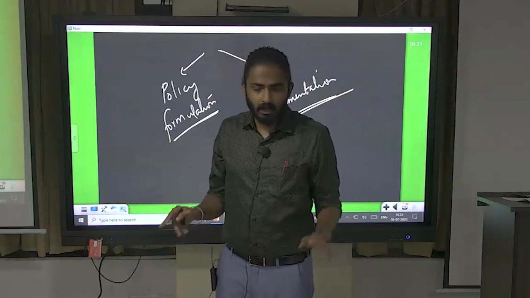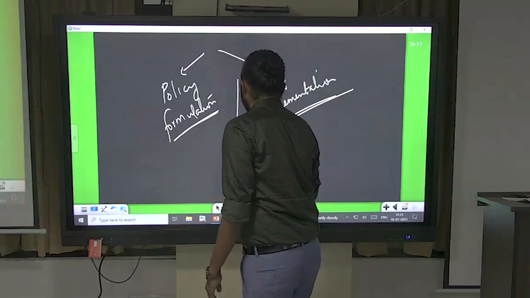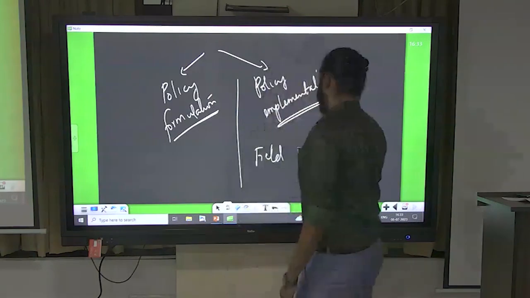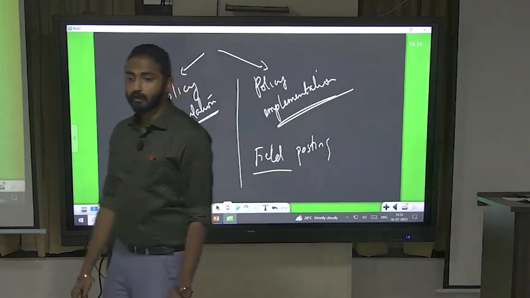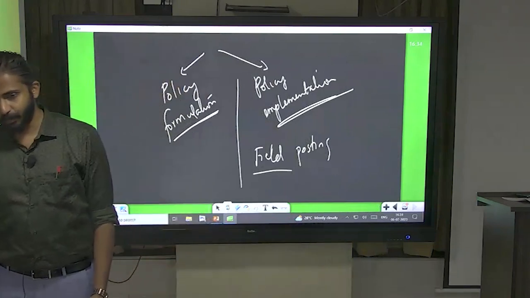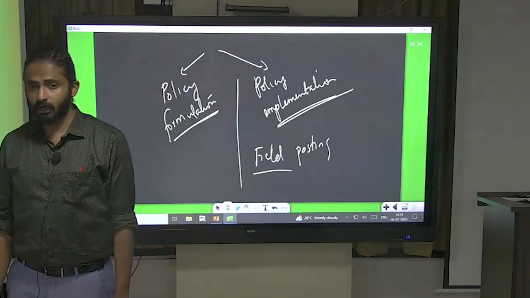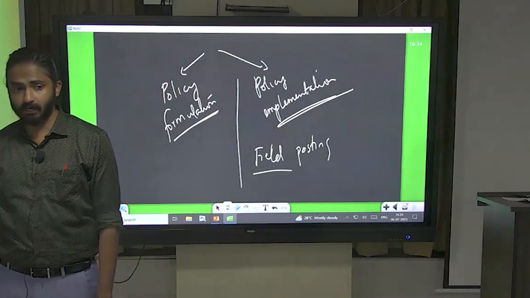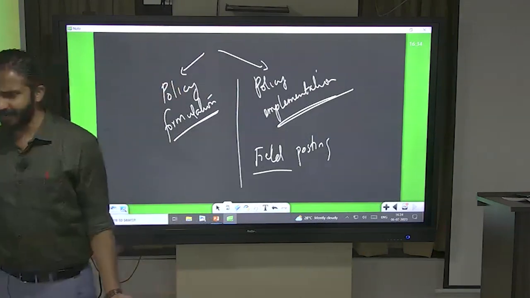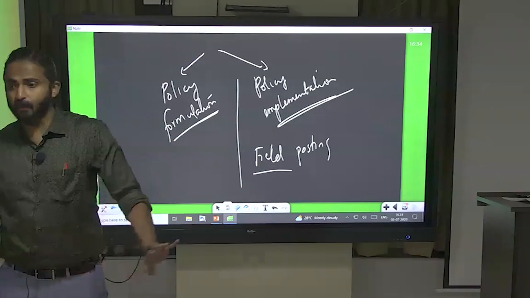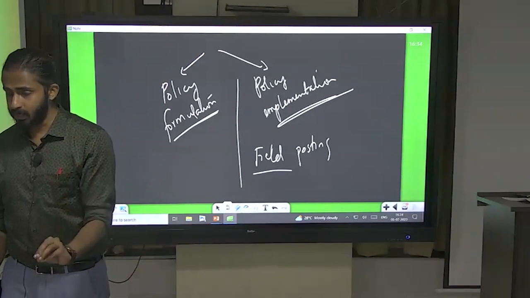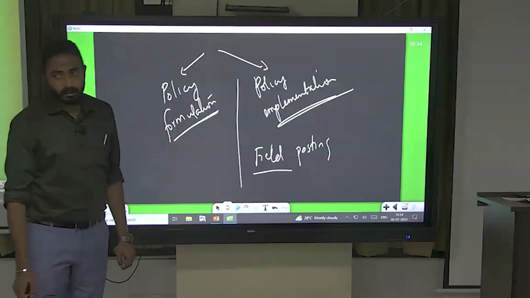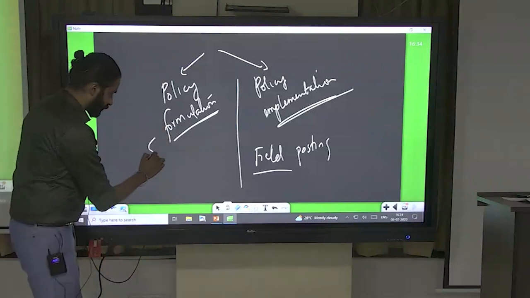So there are two phases to your career. The first phase is called field posting. What is field posting? Field posting means collector, sub collector, assistant collector now, deputy collector is not there in Kerala. There is also DDC, District Development Commissioner. All this is field posting. You are on the field, you are implementing policies. Where will you formulate the policies? Secretariat.